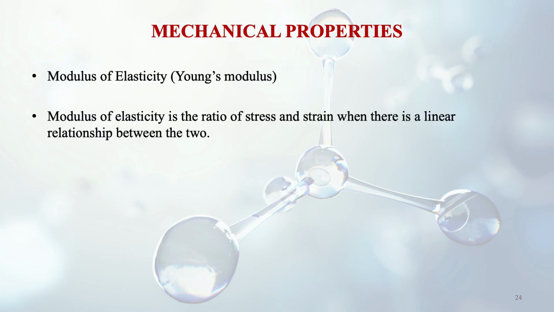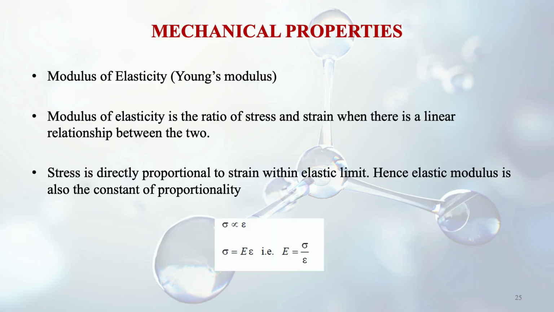And you can see here, modulus of elasticity is the ratio of stress and strain when there is a linear relationship between the two. That means we are talking only about the elastic limit. We are not going beyond that point, the limit of proportionality and the elastic limit. So that's why it is known as the limit of proportionality, because the stress is directly proportional to the strain.